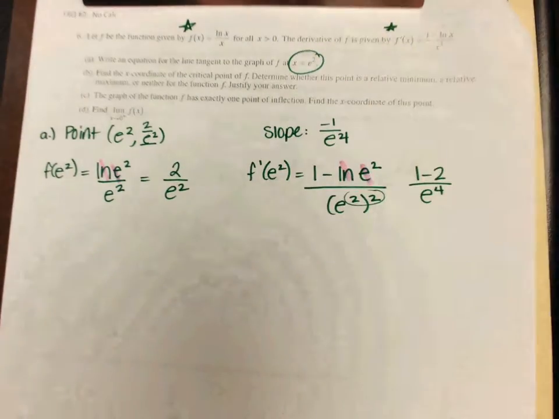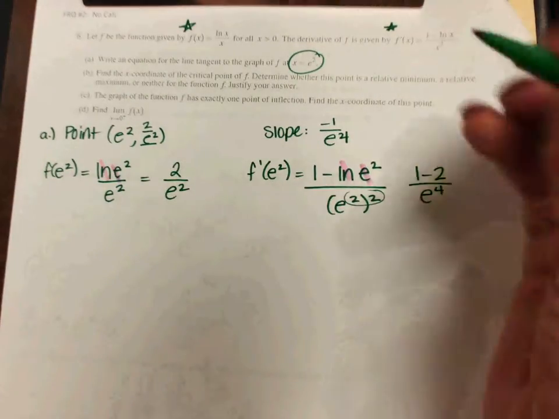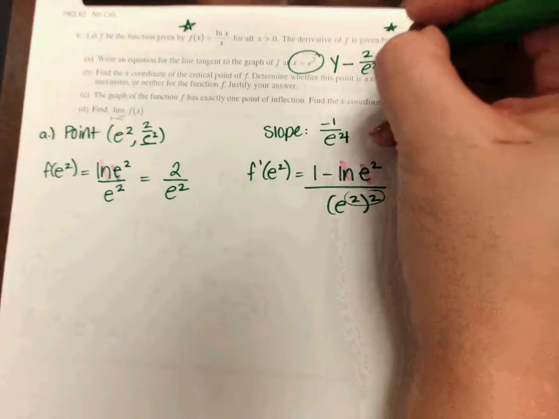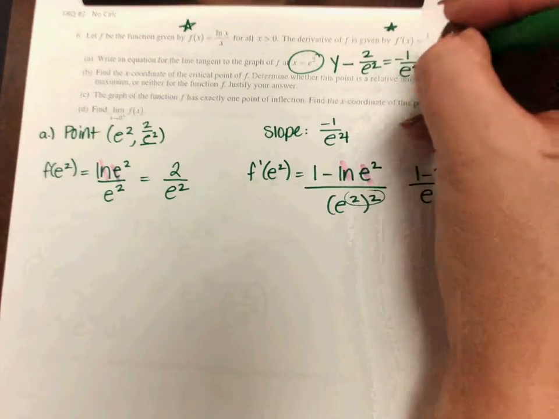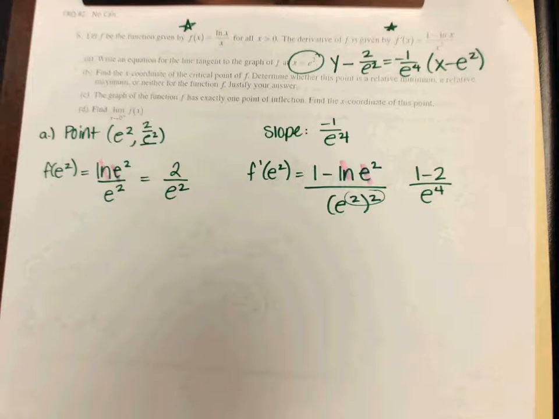So from there, I'm going to write the equation of my tangent line for part A. It would be y minus 2 over e squared equals negative 1 over e to the 4, times x minus e squared. That would be your final answer for part A.